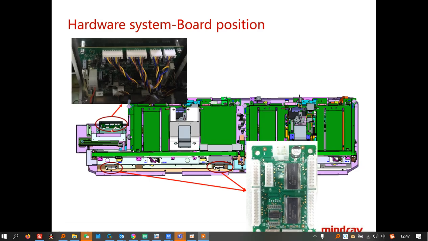This is the autoloader board, and this is the well control board. Pay attention. Some engineers may think this one, because it is closer to this part, will control this part. And when they want to replace the board during the troubleshooting, they replace the wrong board. Okay.